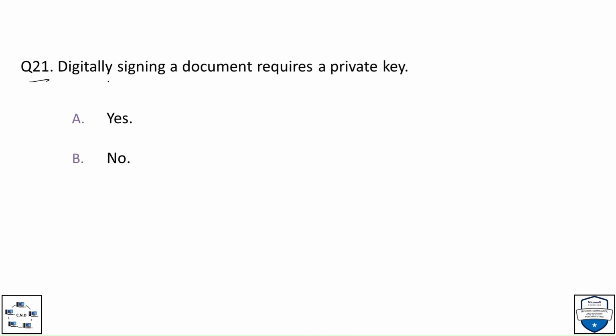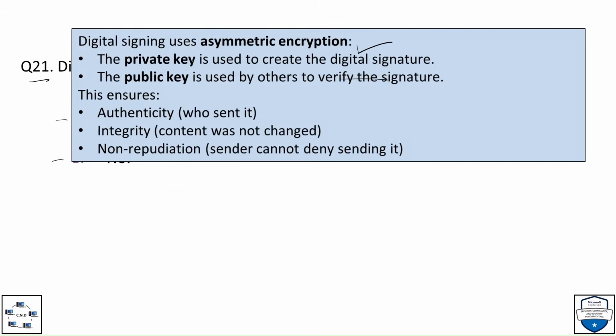Question number 21. Digitally signing a document requires a private key. So whether this statement is correct or wrong. Option A, yes, and option B, no. And the correct option is yes. So digitally signing a document does require a private key. Digital signing uses asymmetric encryption. The private key is used to create the digital signature, and the public key is used by others to verify the signature. So how does this work?